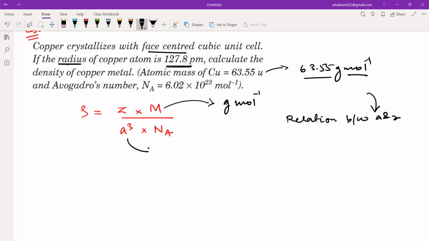And this A cube is generally in centimeter cubed. You also have to convert this picometer to meter and then to centimeter, whatever you want to do. You will get the density generally in terms of gram per centimeter cubed.